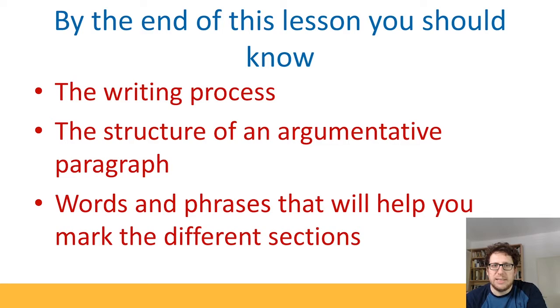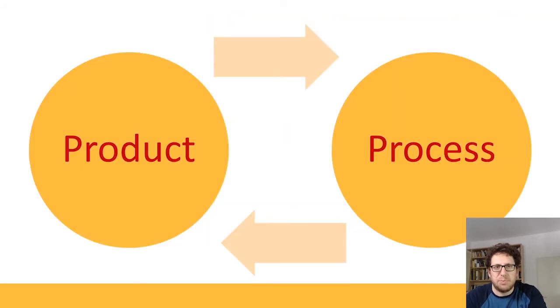By the end of this class, you'll be more acquainted with the writing process for writing about literature. You'll know the structure of an argument paragraph, and you'll have some words and phrases that you can use within those paragraphs, kind of markers that will help you make sure that it's clear where we are at with your paragraphs. Okay, so I'm going to teach you a process and some basic tools for carrying out this process.